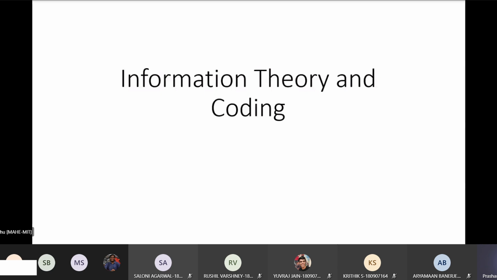Then we go for transmitting the information. To transmit the information, we need a channel. So we quantify the channel as well, right? So in information theory and coding, the main objective is to quantify information and to quantify the channel.